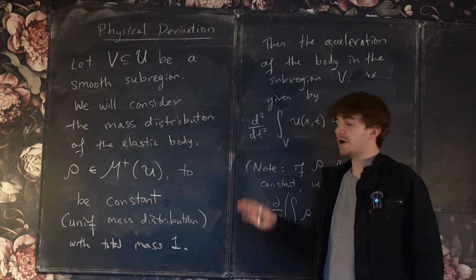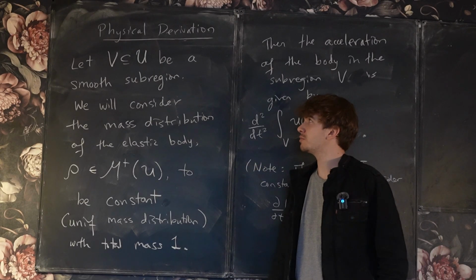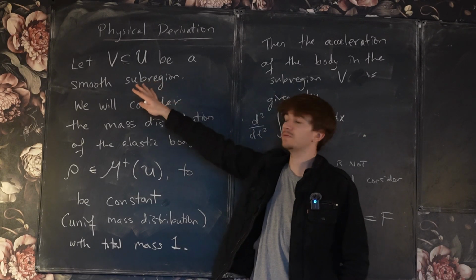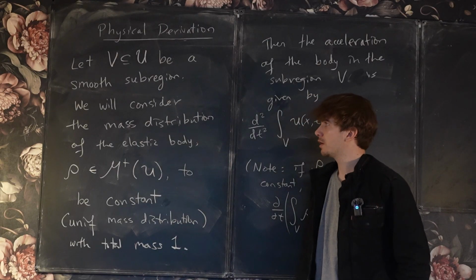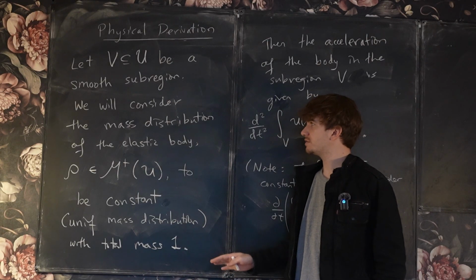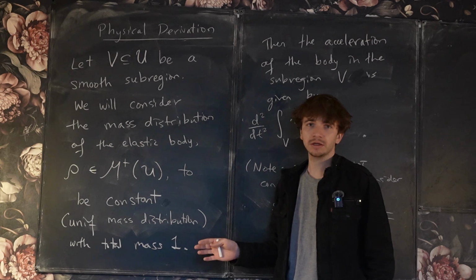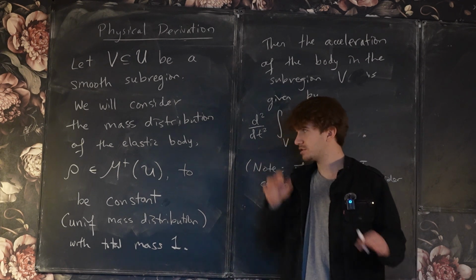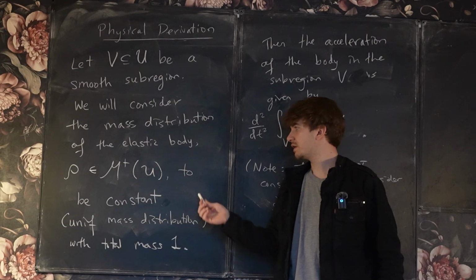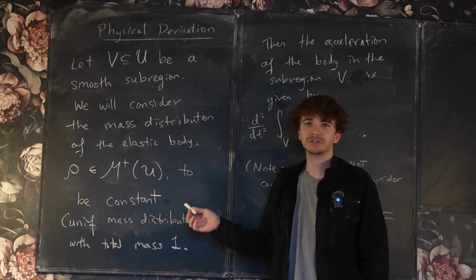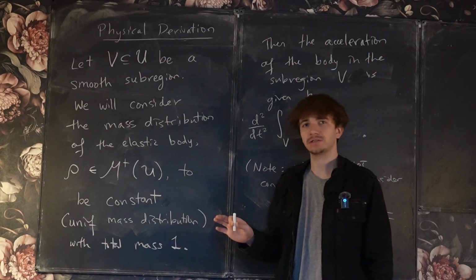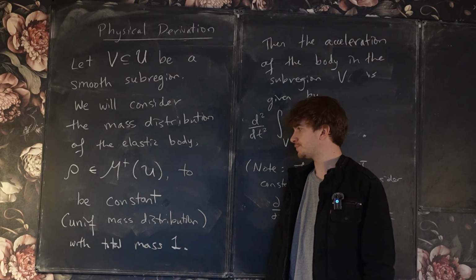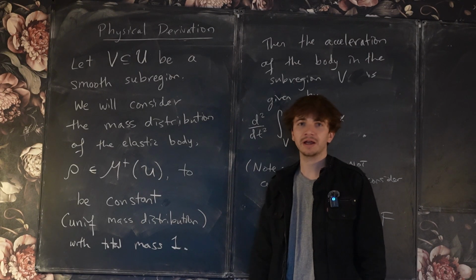So now we're going to isolate a smooth subregion of U, which we're going to call V here. And we're going to consider the mass distribution of the elastic body. So we're assuming that the total mass of this elastic body is 1, and then we're going to require that this mass distribution is constant. So it has equal mass everywhere. And this is a very simplifying assumption.